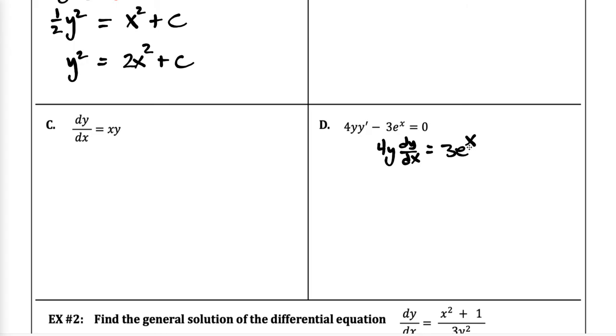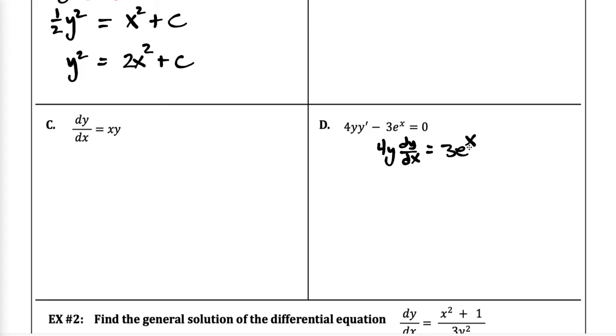And then because some of the variables are in the wrong place, I would multiply. When you're doing separation of variables, you can only do multiplication and division. So separation of variables won't work if you have to add or subtract something. So you can't do like minus dy dx.